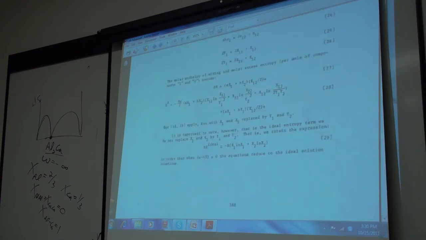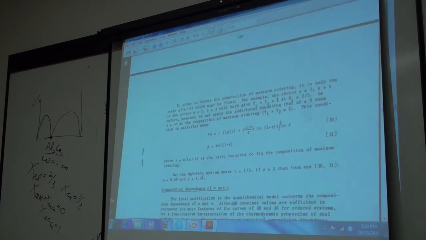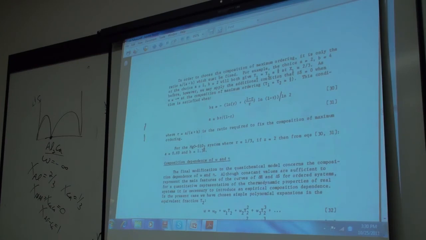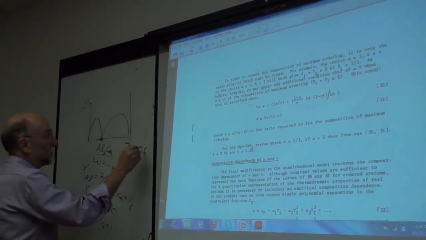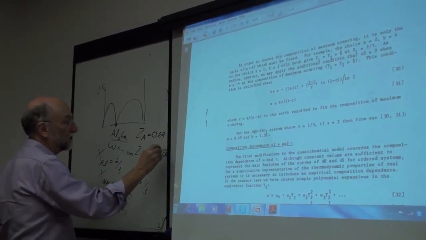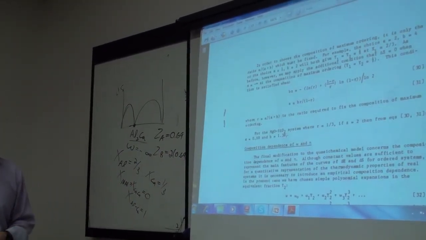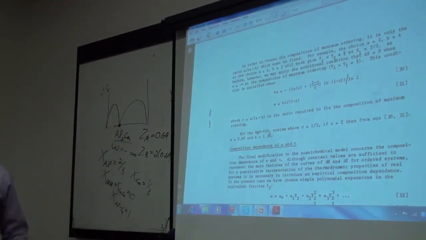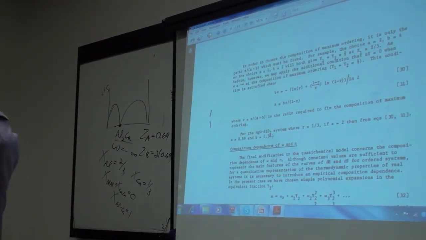You write out the expression for the entropy, and you find that when A is 0.69, you end up with ZA is 0.69, and ZB is 2 times 0.69. You end up with the minimum at that point there. And this is just pure mathematics.